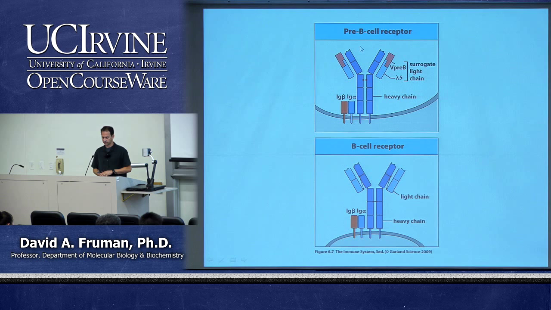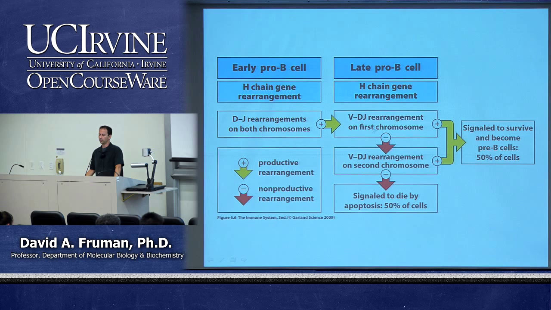And the second is that it signals the cell to stop rearranging if there is another heavy chain locus. So if you go back to this slide, if the first rearrangement is successful and you have a heavy chain on the surface as part of the pre-B cell receptor, the signal allows it to survive, become a large pre-B cell, and prevents rearrangement of the second chromosome, the second allele. And that is the basis for the term that I defined a few lectures ago known as allelic exclusion.